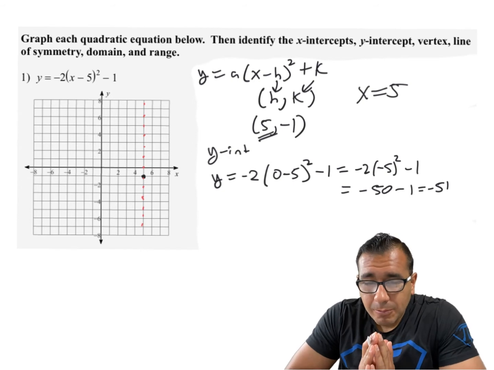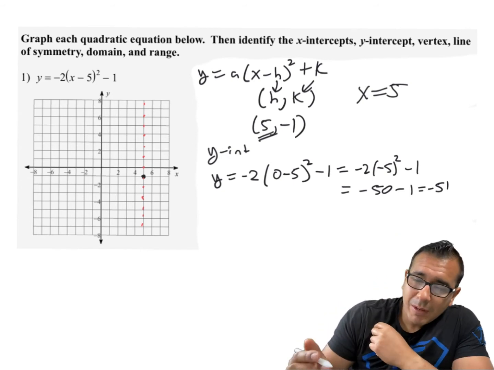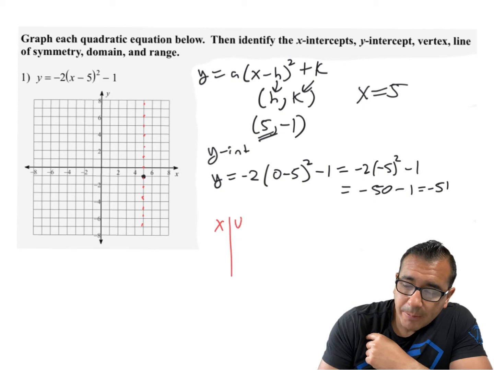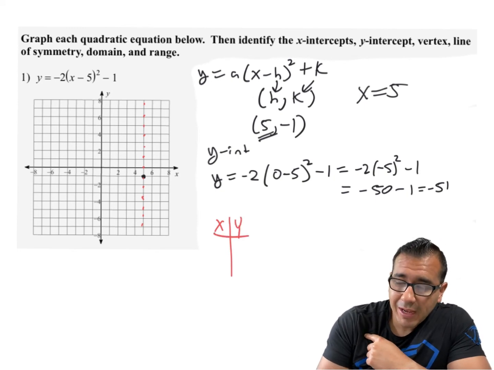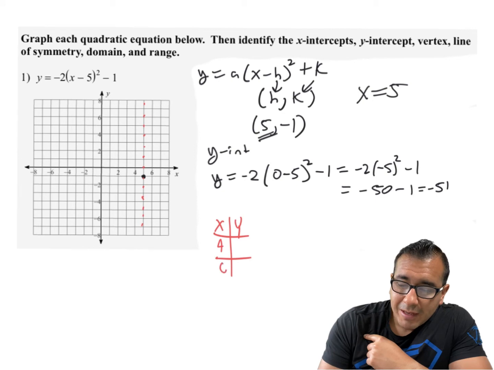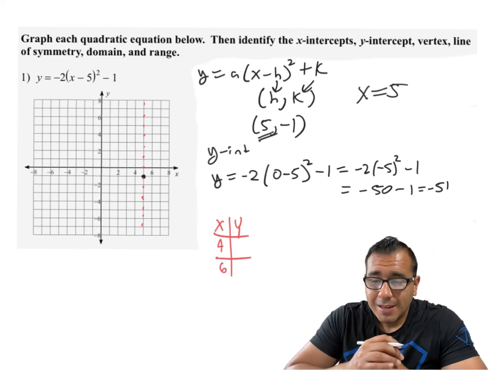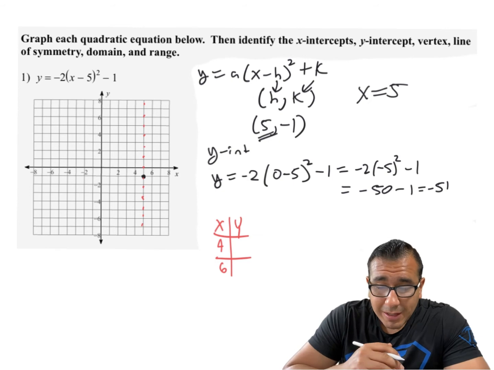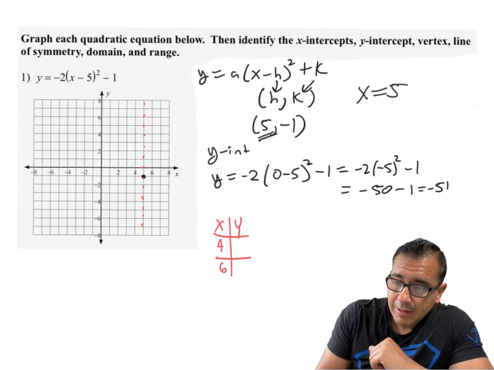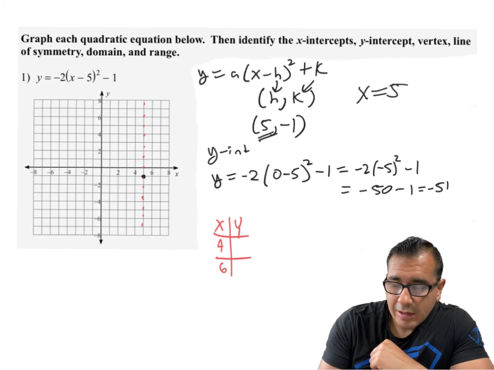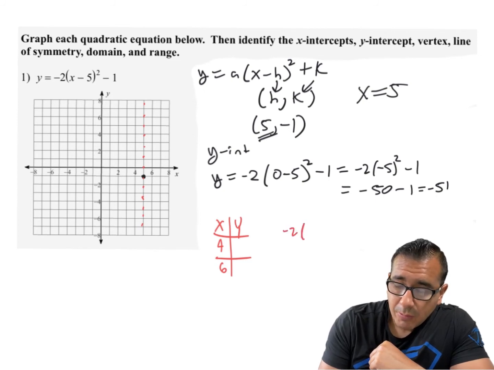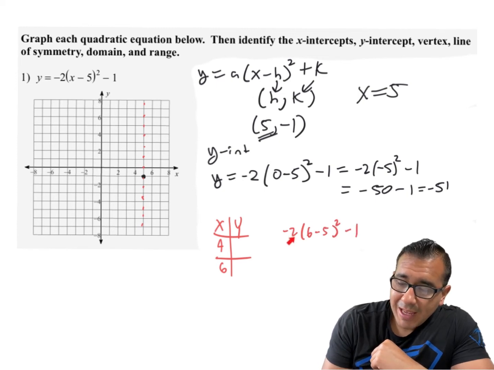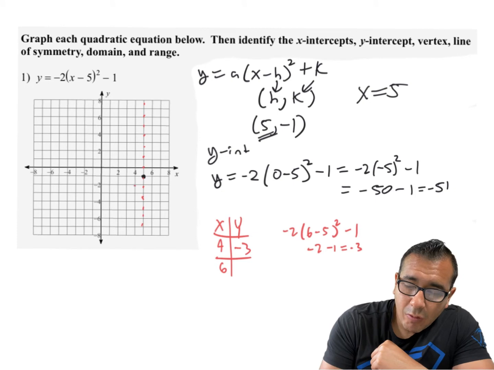So that's pretty helpful because I know they're not asking you to do this, but what I would do is set up a little table here, and I would plug in a number to the left of 5, so 4, and I would plug in a number to the right of 5, so say 6. Let me just do one of these and I'll show you a trick here. Actually, I'll do 6 so you don't have to worry about negatives. So I'll plug in 6 minus 5, which is 1 squared, which is 1. So you're going to have -2 times 1, which is -2, minus 1, which gives us -3. So we have the point (6, -3).